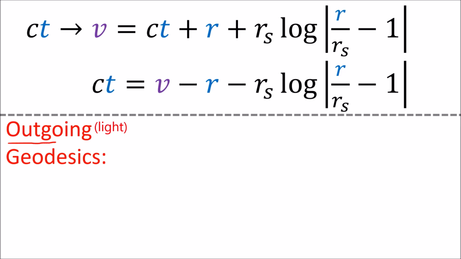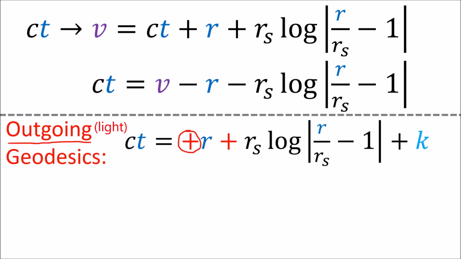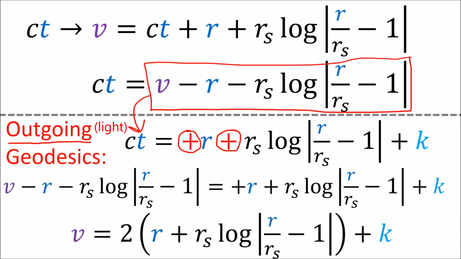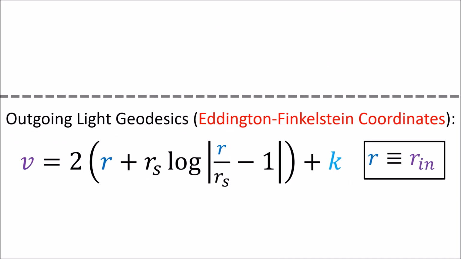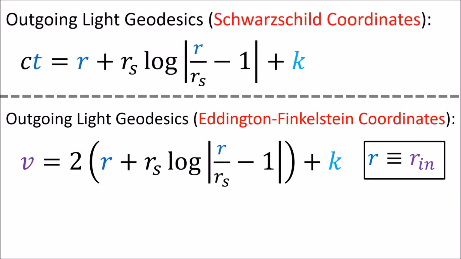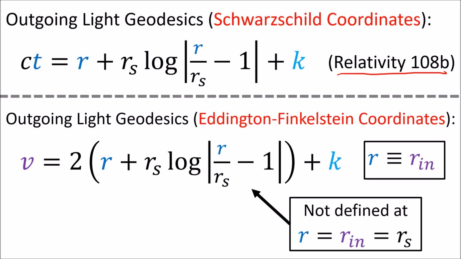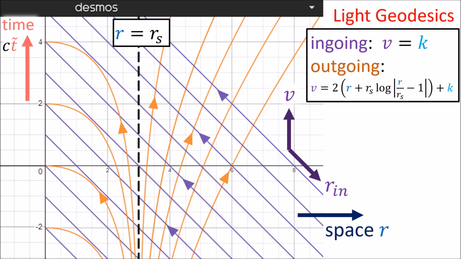We can also plot the outgoing light beams by considering the plus sign of the equation instead. Here, instead of the log parts canceling out, these add together, and the equations for outgoing light beams look similar to what we saw in the Schwarzschild coordinates in Relativity 108b. Note that these light beams are not defined on the event horizon. Plotting on the spacetime diagram, we can see that the light cones rotate as they cross the event horizon. And we can see that any light beams or massive particles that cross into the event horizon can never get back out because of the orientation of these light cones.